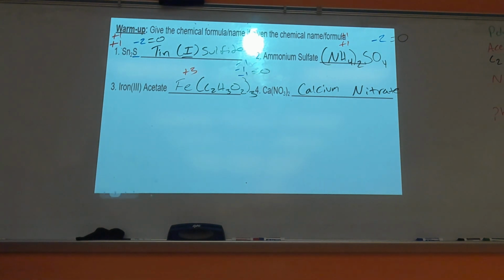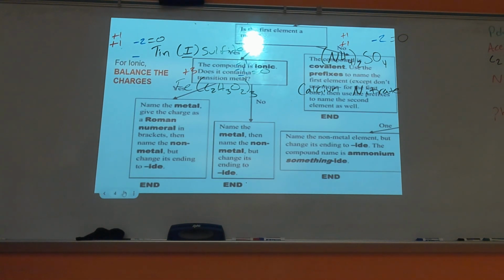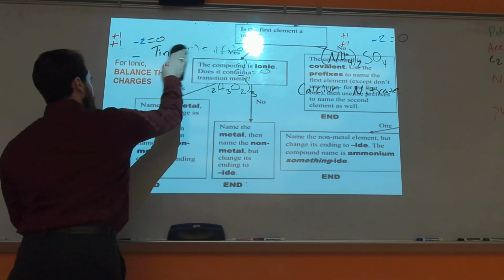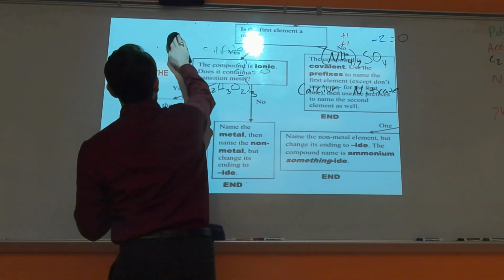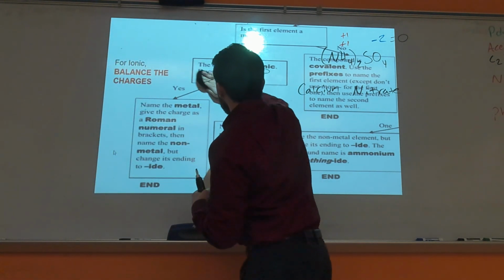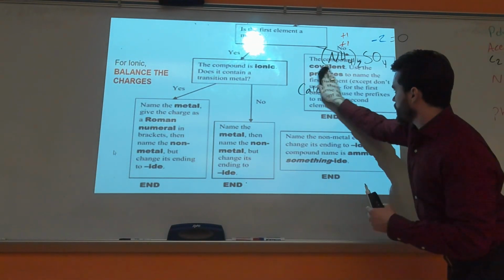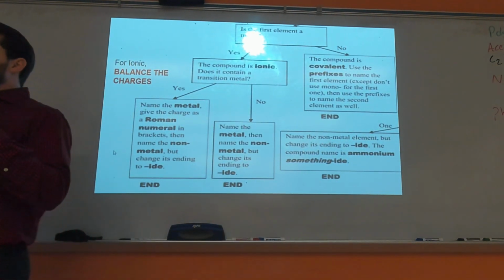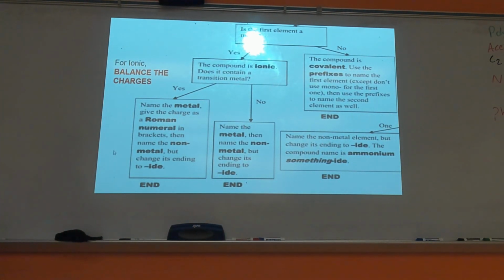Now let's jump to covalent naming. And what you'll see here is it's actually a lot easier for covalent naming. Now this slide actually isn't about covalent naming. I showed you this slide earlier. This is just another slide to maybe help you reason through ionic naming.